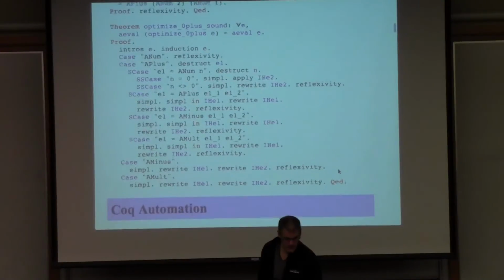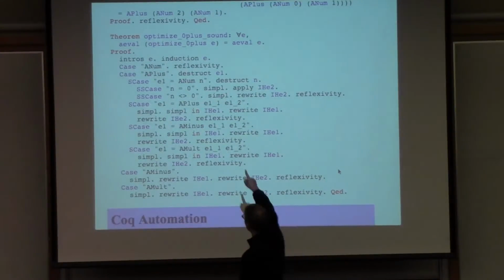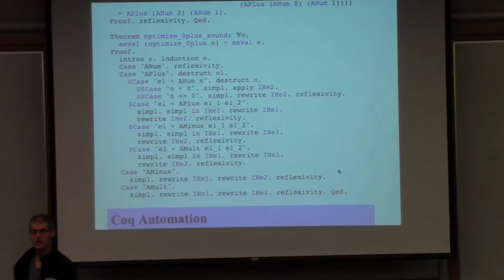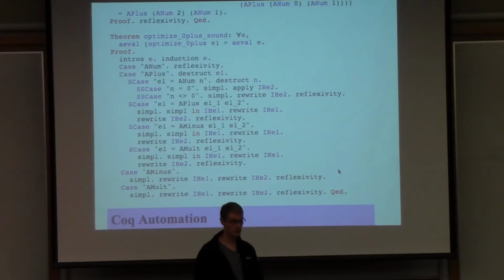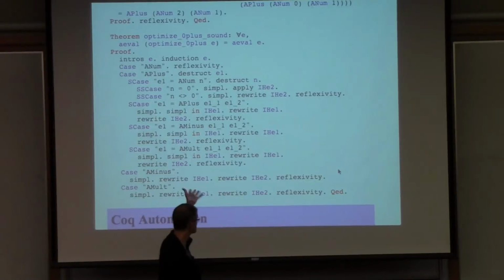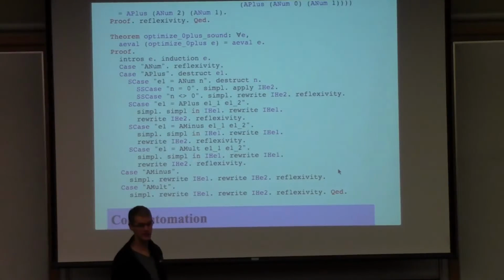And now the interesting thing is to prove a theorem that says that the optimization preserves evaluation behavior. This is the obvious theorem that you would expect, showing the correctness of the optimization. Okay, so the interesting thing to note is, here's the proof of the theorem, and it's a little bit annoyingly long and a little bit annoyingly repetitive. You could certainly write it out. It's not a big deal. It takes a few minutes.